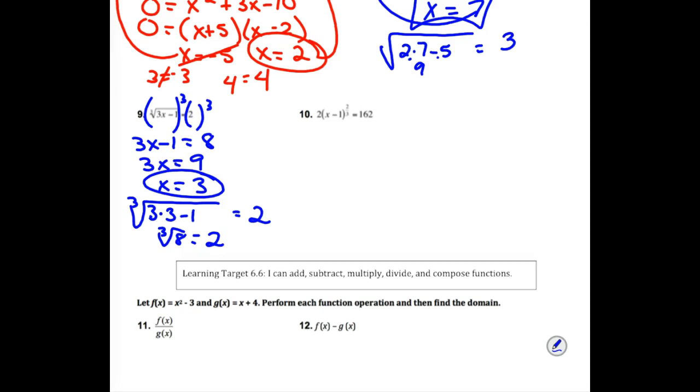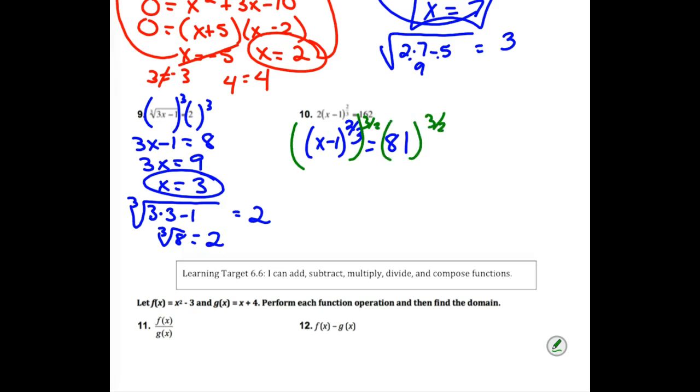What did you try on number 10? This one's a little more complicated. Good. Divide out the 2 first. So we now have x minus 1 to the 2/3 equals 81. How do we undo a 2/3 power? Yes, raise it to a reciprocal power. So I'm going to raise both sides to a 3/2.